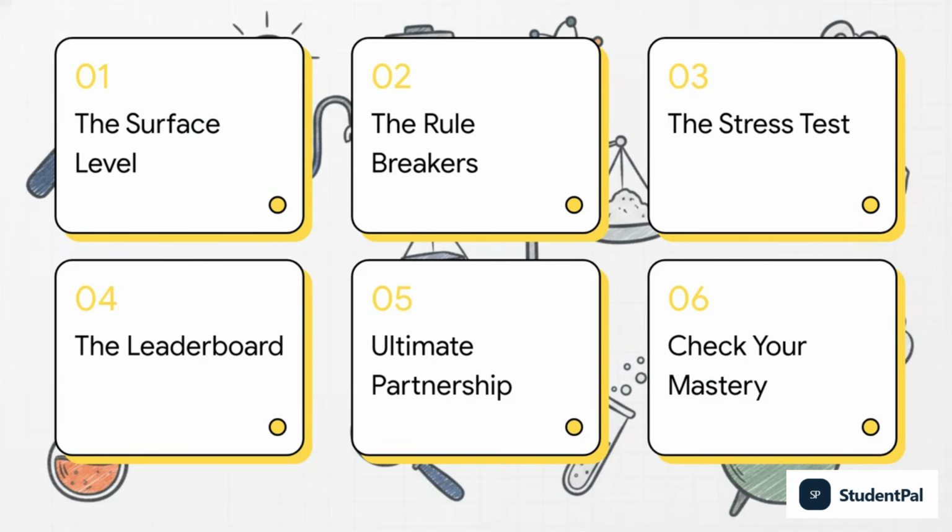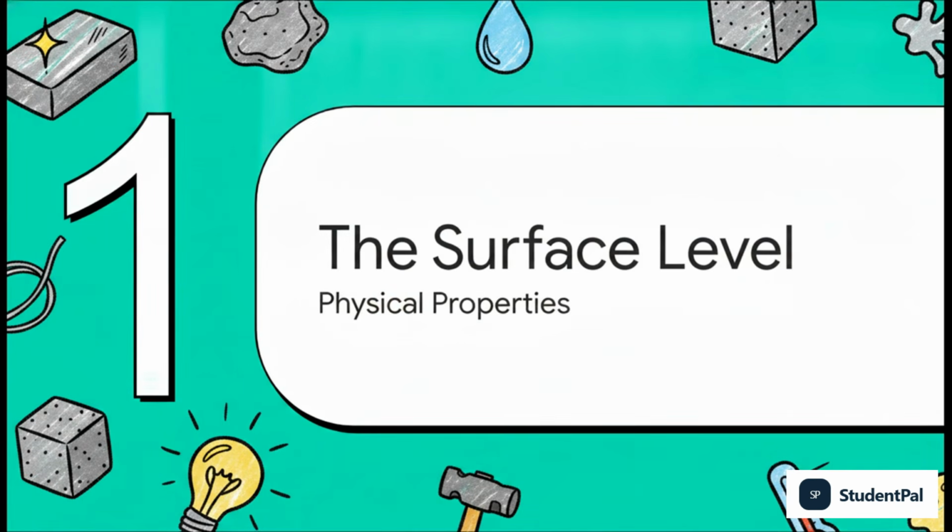Here's our roadmap for today's chapter. We'll be hitting 1. The surface level, 2. The rule breakers, 3. The stress test, 4. The leaderboard, 5. The ultimate partnership, and finally, number 6, check your mastery. Let's kick things off with Section 1, the surface level, focusing on the physical properties of elements.